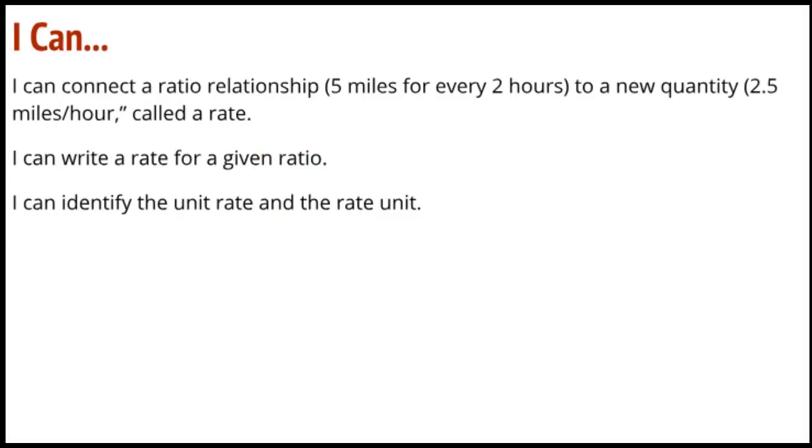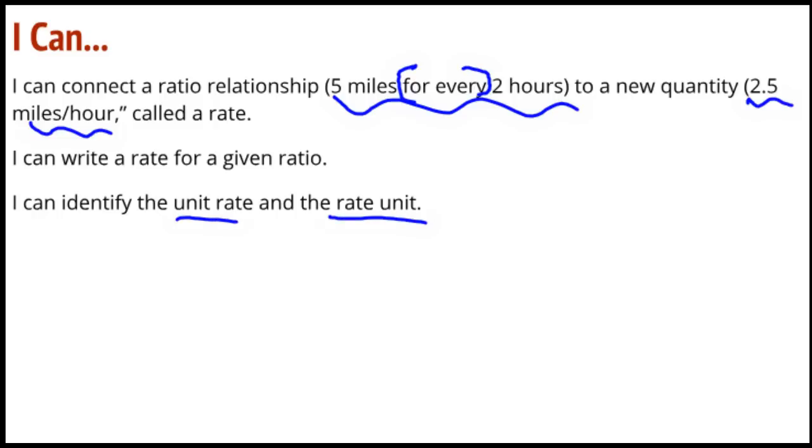All right, so today, I can connect a ratio relationship, so 5 miles for every 2 hours, we've got our ratio language in here, to a new quantity. So we're going to take our ratio and we're going to express it as 2.5 miles per hour, and we're going to call that a rate. I can write a rate for a given ratio, so if somebody gives you a ratio, you can say, okay, I can turn that into a rate. And I can identify the unit rate and the rate unit. So there are some parts to these rates that we will be looking at.